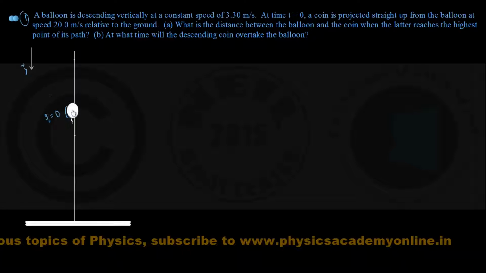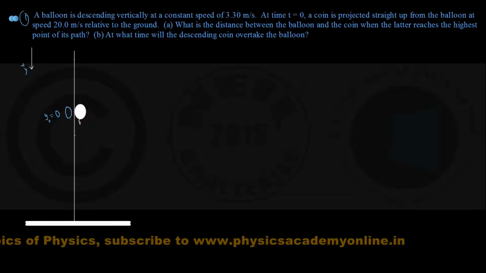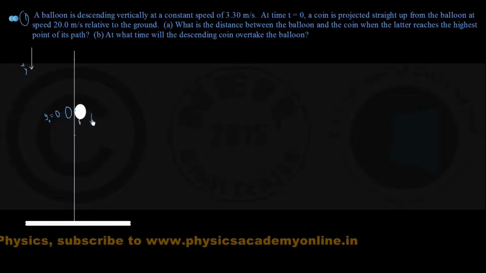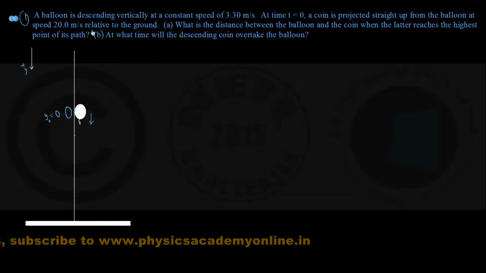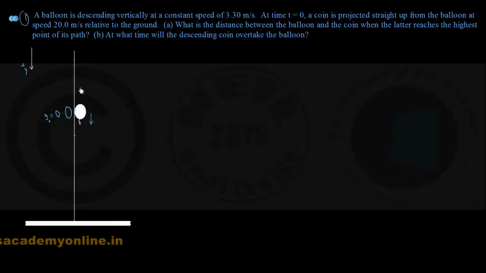Let me show the balloon also in my figure. As they have said, this is going down with a constant velocity. So don't make a mistake. Balloon is not a freely falling body. It's moving down with a constant velocity, while the coin, as soon as it gets detached from the balloon, becomes a freely falling body possessing acceleration due to gravity in the vertically downward direction. So these two motions are somewhat different.